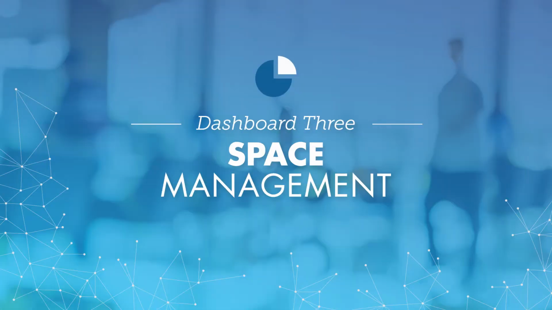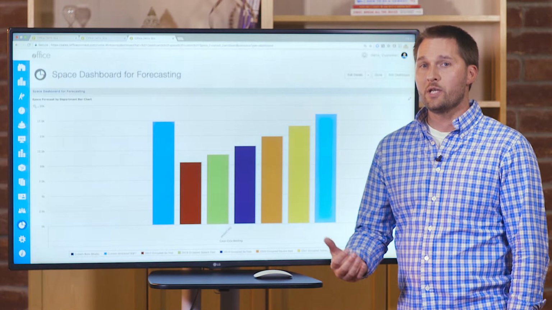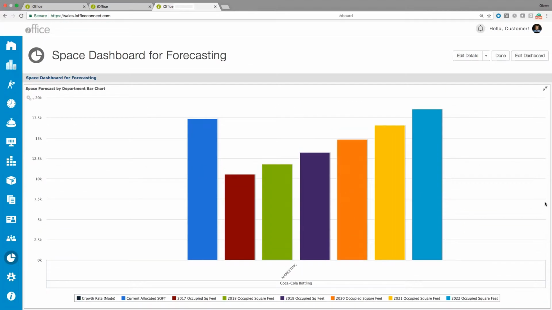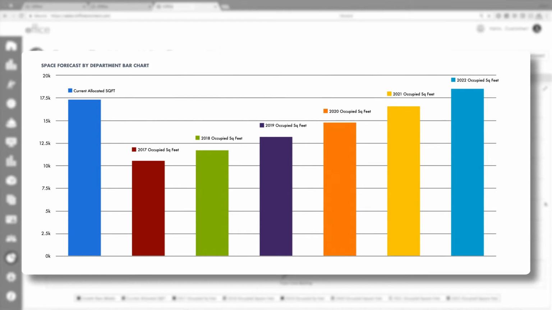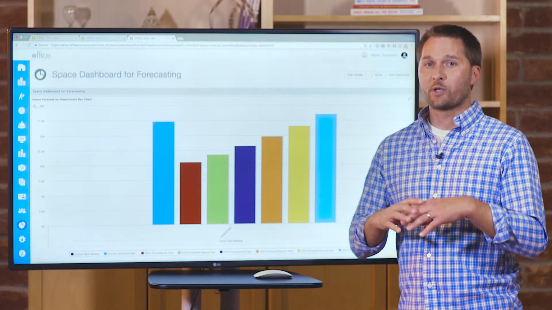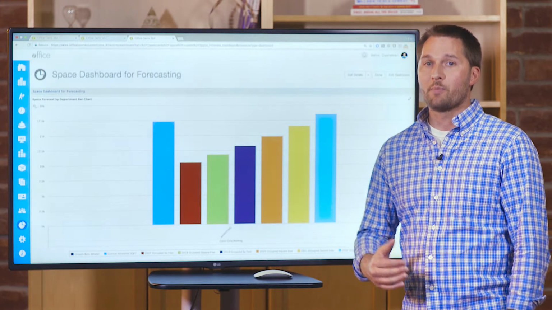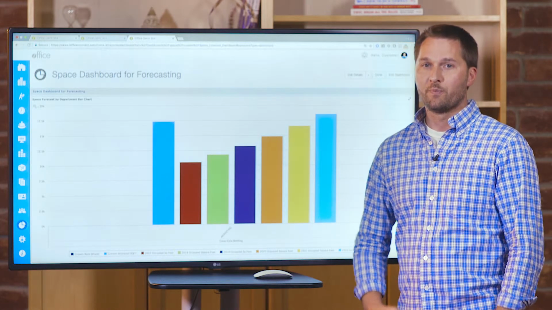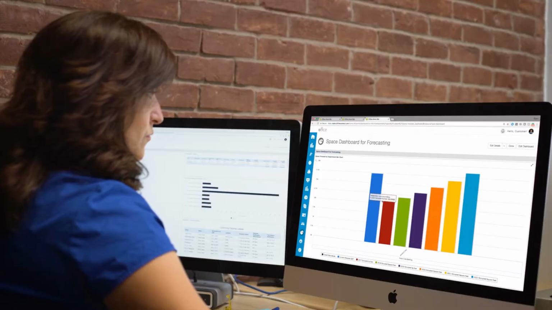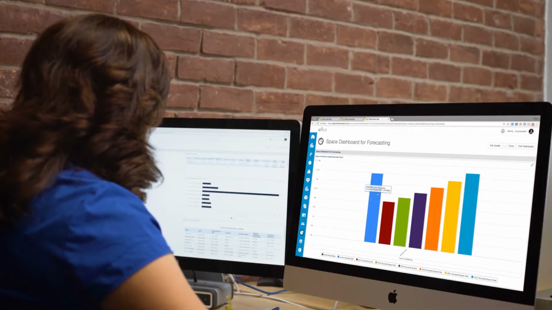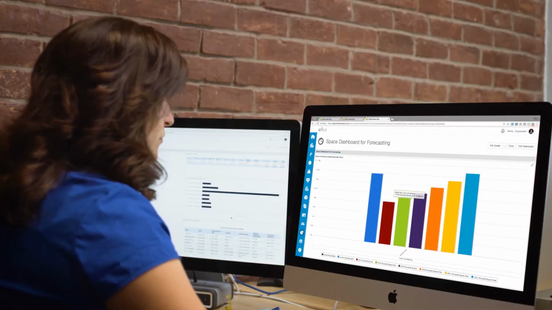The third dashboard shows how Sarah's real estate stacks up for the future. She can hone in specifically on each department, like marketing, and see they have a little over 17,000 square feet allocated, but are only utilizing around 10,000 square feet. However, her team has forecasted the growth rate of this department all the way through 2022 and can see that they are set for space through 2021. This gives her insight into what her company would need for the next several years.